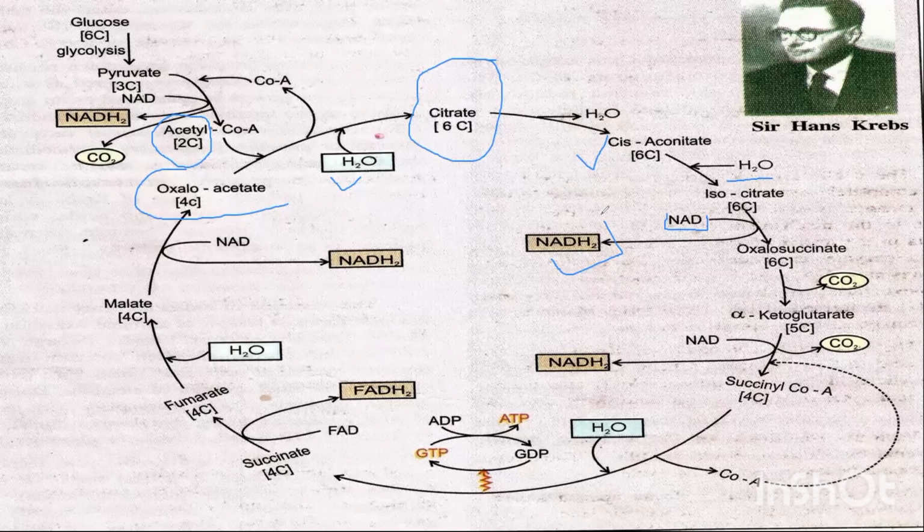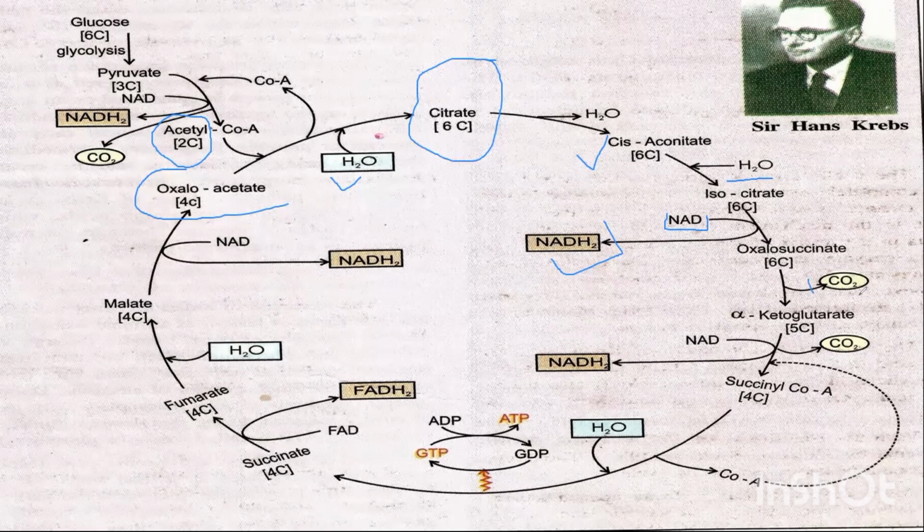Are you getting this? The citric acid undergo dehydration, cis-aconitic acid. Cis-aconitic acid undergo hydration to form isocitric acid, and then that isocitric acid will be undergoing oxidation to remove hydrogen, that will be accepted by NAD to form NADH2, and there will be formation of 6 carbon oxalosuccinate. Now that oxalosuccinate containing 6 carbon, it undergo decarboxylation.